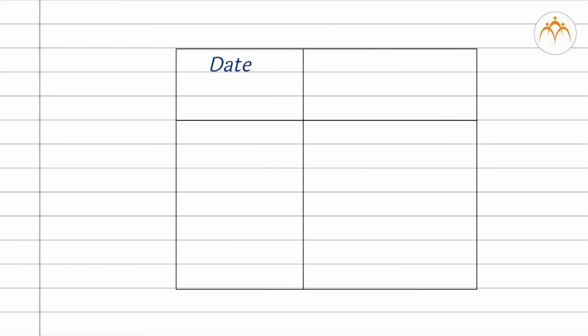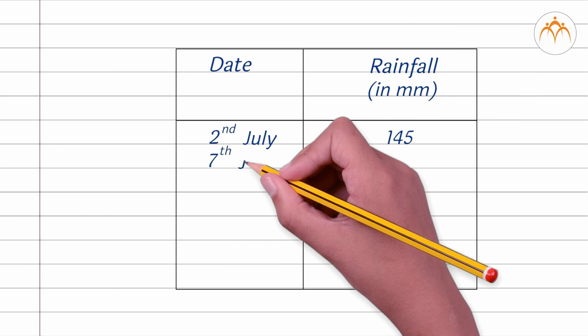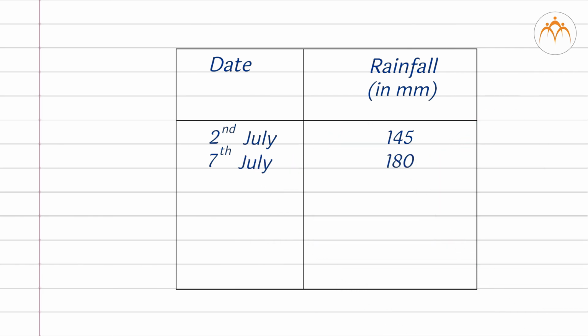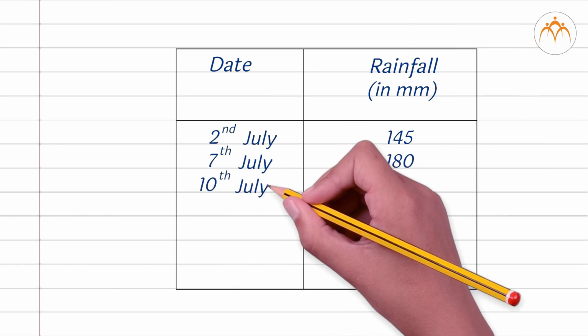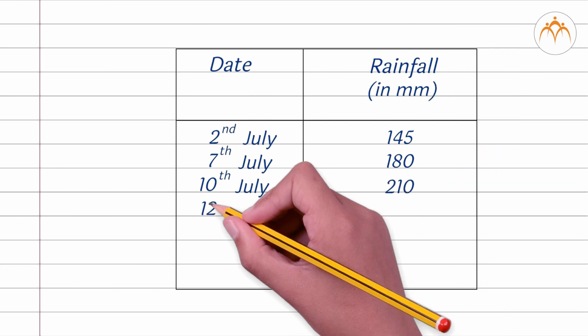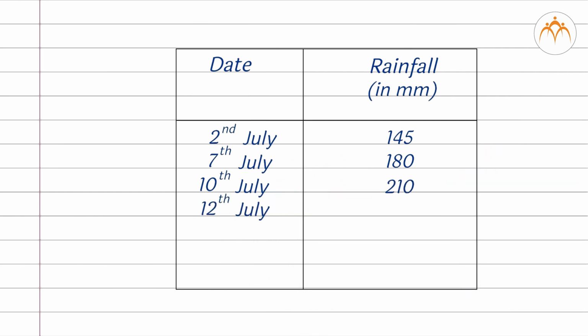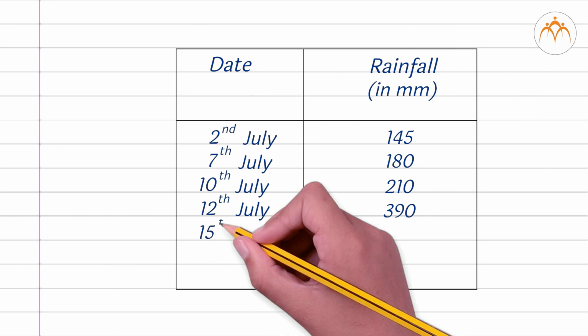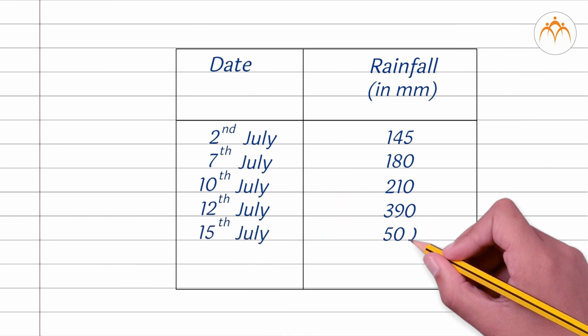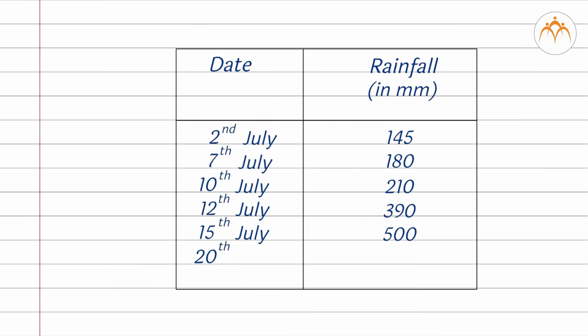Okay, so to add the data from the column graph, how will you write this information in the form of a table? Show me. Date, rainfall in millimeters: 2nd July, 145 millimeters; 7th July, 180 millimeters; 10th July, 210 millimeters; 12th July, 390 millimeters; 15th July, 500 millimeters; and 20th July, 550 millimeters.